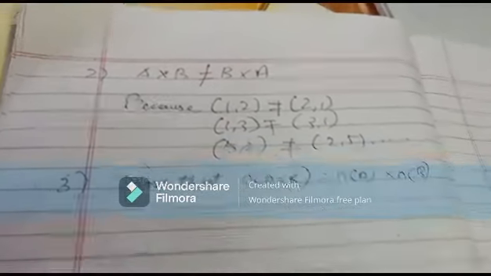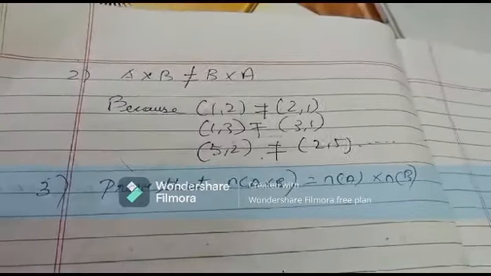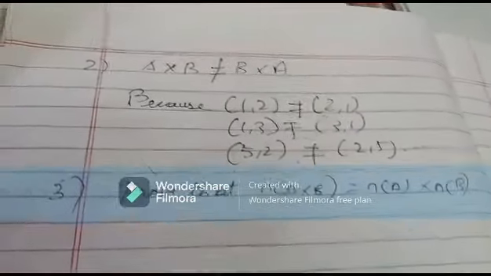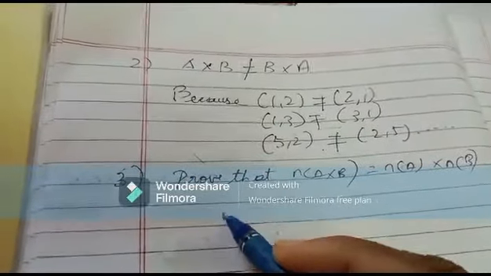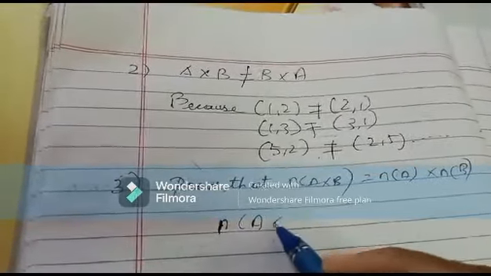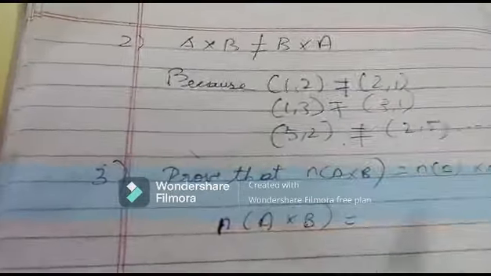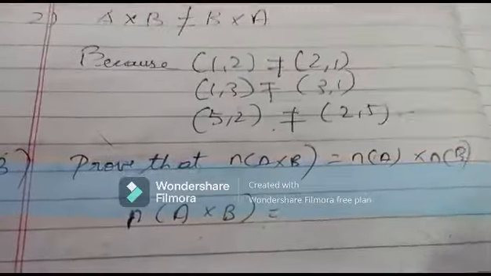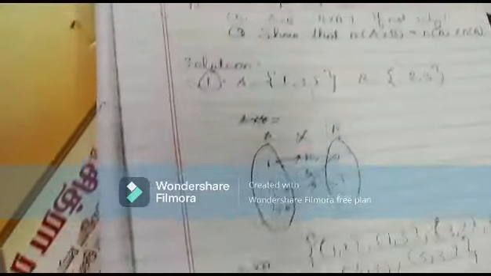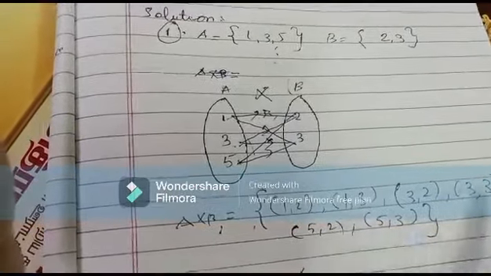So the third one is we have to prove n of A cross B is equal to n of A cross n of B. Okay. So first we have to write n of A cross B. So what is n of A cross B? We have to check, n of A cross B is nothing but the number of elements in A cross B. We already found A cross B, right? Just count the number of elements in A cross B.